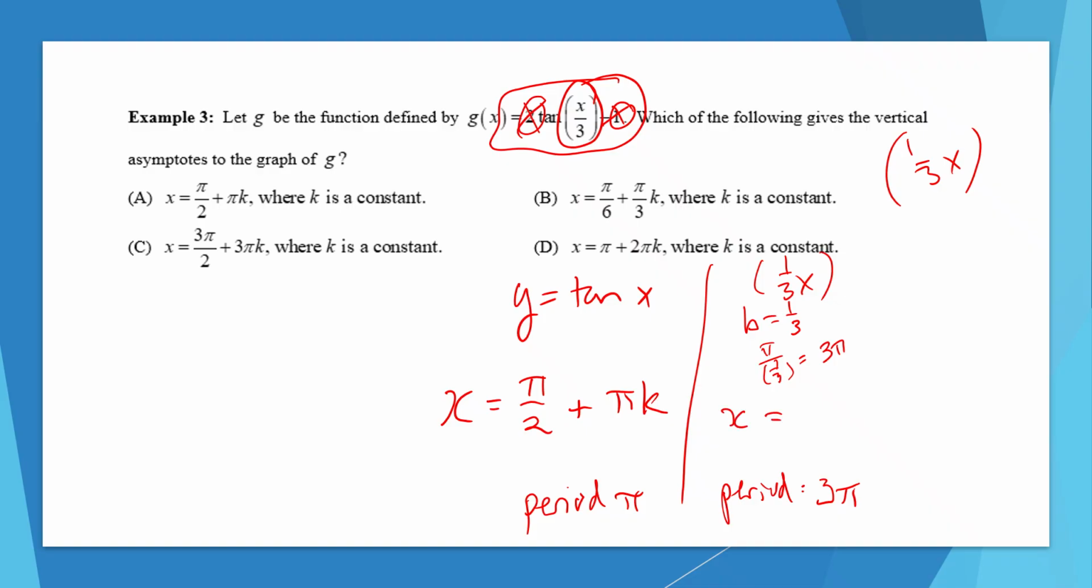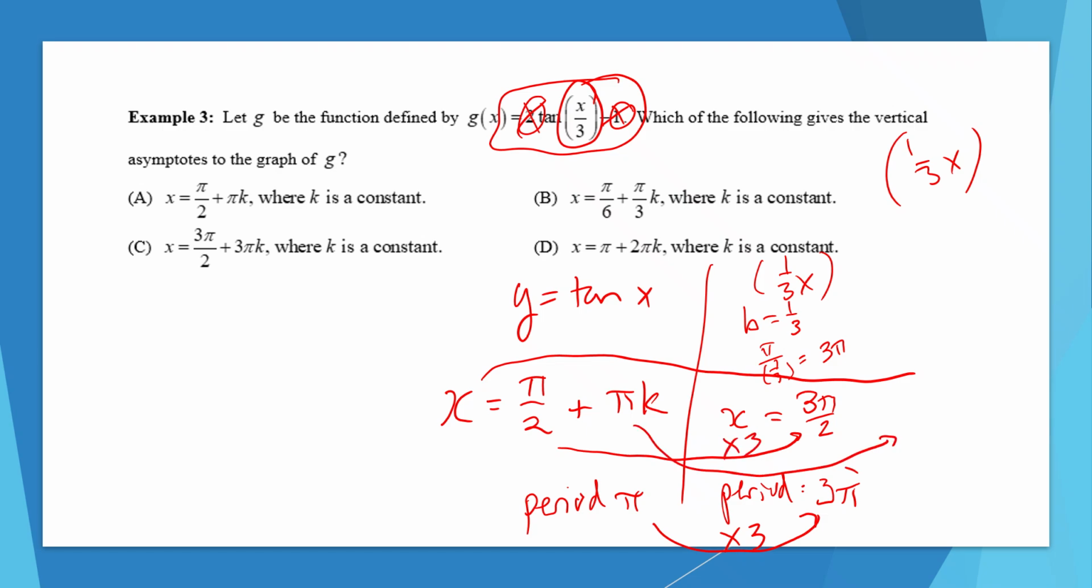So that means to find our asymptote equation, we can multiply everything in here by 3. So pi over 2 times 3 is 3 pi over 2. So this times 3, and that times 3, and then plus not pi k, but 3 pi k. And this is our new asymptote equation. This should match up with C, so C should be the correct answer there. So that is going to be a really quick way to do this. I would recommend doing that because you'll probably see a question like that show up on a test or a quiz.